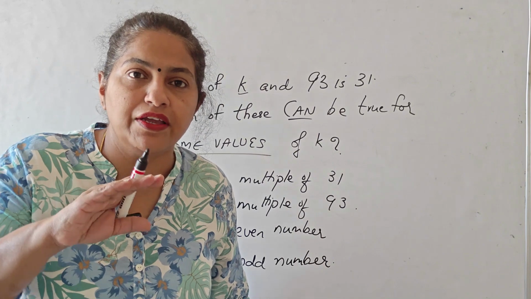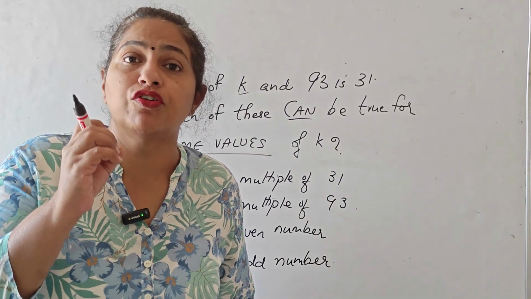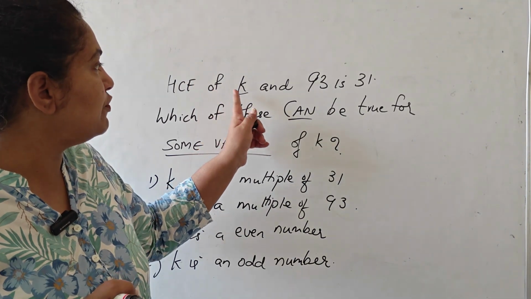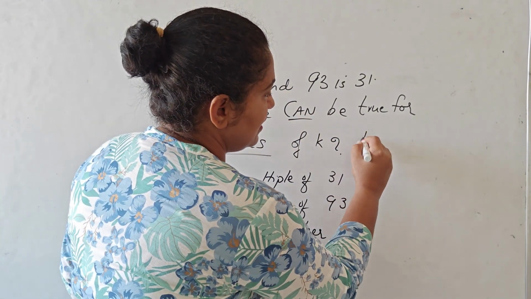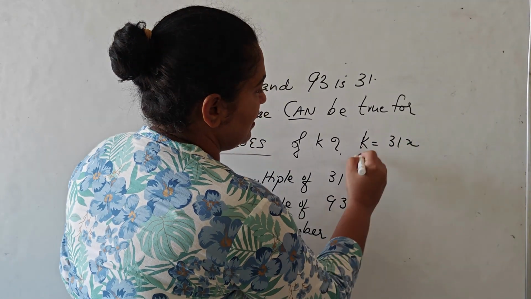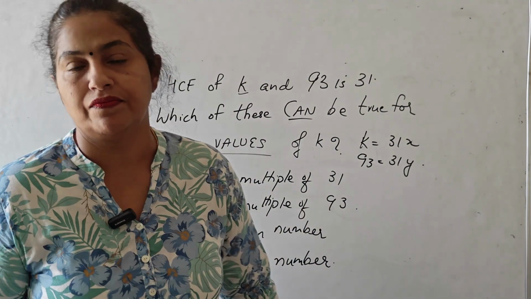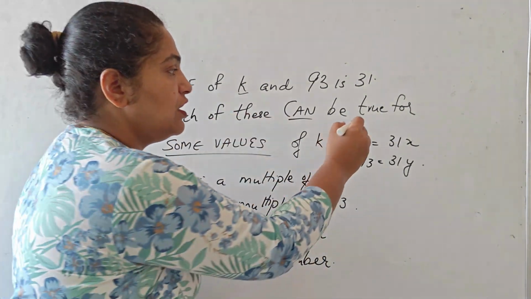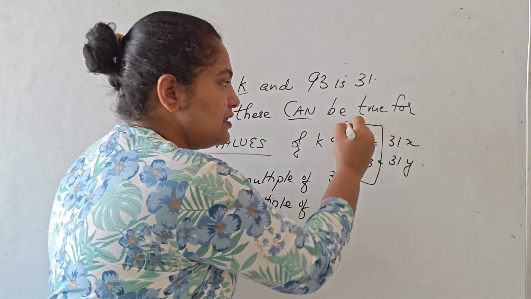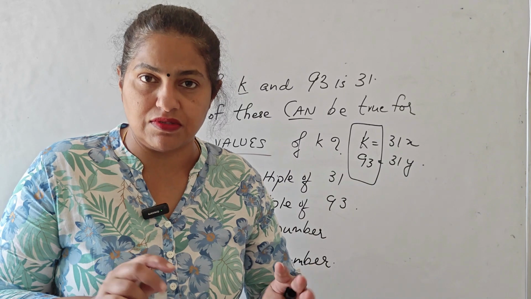So, it's kind of a sketchy question. The only fact we know for sure is that the HCF of K and 93 is 31, which means that I can write K as 31 into X and 93 as 31 into Y. Correct, because 31 is the highest common factor between K and 93. So this fact cannot be disregarded under any circumstance.